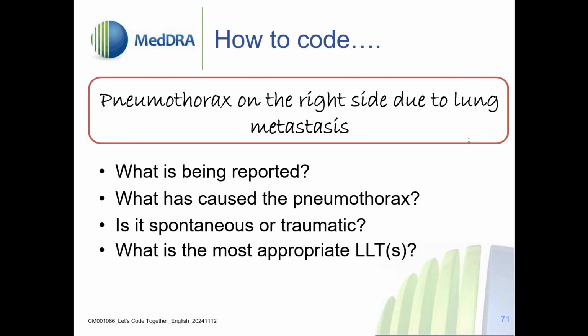Okay, here we are again. So our next verbatim tells us that a pneumothorax, tongue breaker, on the right side due to lung metastasis has been detected. So what is being reported here? And what has caused the pneumothorax? Can it be considered spontaneous or traumatic? And what would be the most appropriate LLT in this instance? Pneumothorax on the right side due to lung metastasis.